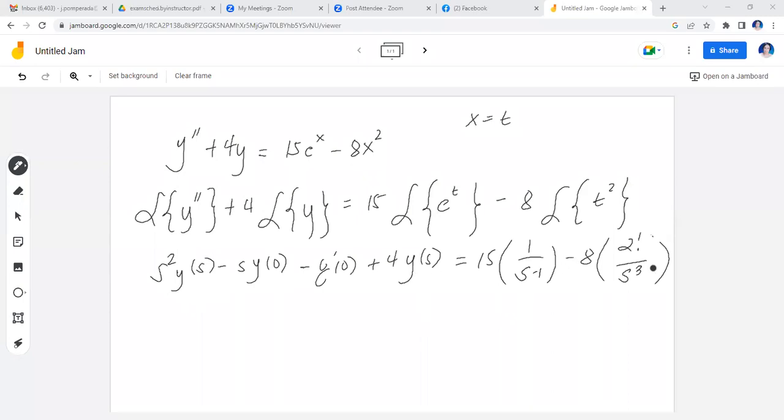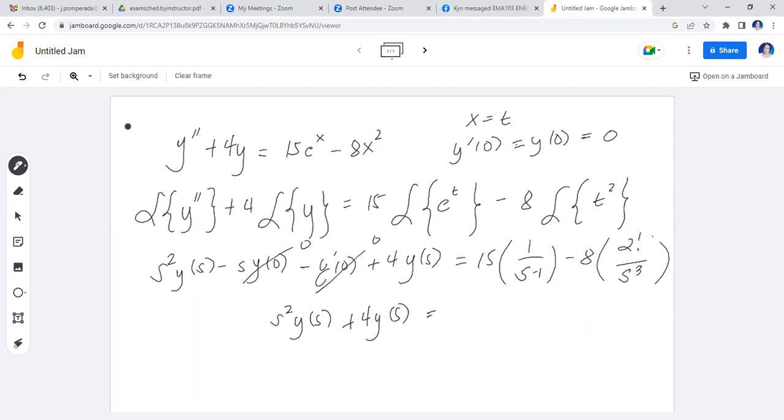Okay, so you have this. Now, by the way, you can use Laplace transform only if your DE is provided with initial conditions. In this case, I will place here the initial conditions that you need in the problem. I will just place it all to 0. That way it would be easier. So your y prime of 0 and y of 0 is 0. So in this case, this will be 0 and this will be 0. So your left side remains to be s squared y of s plus 4y of s.